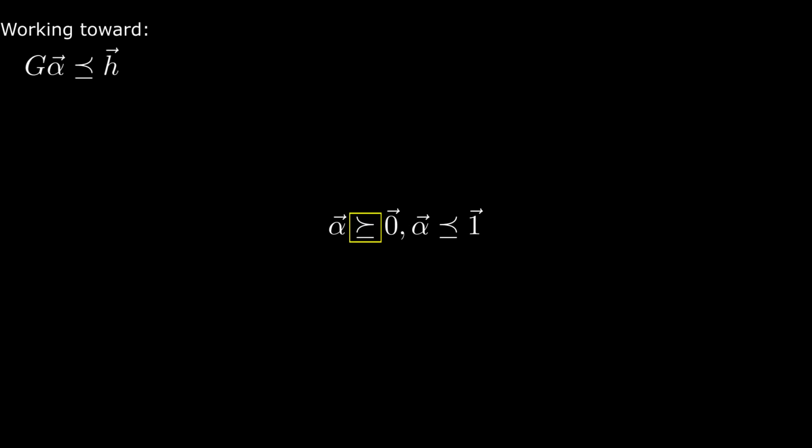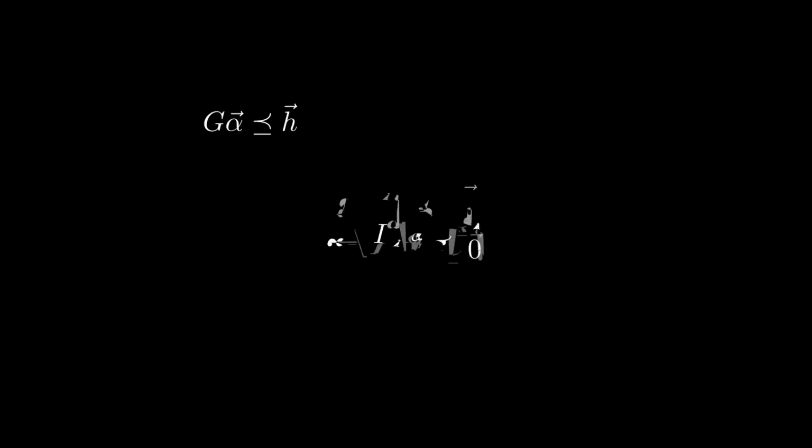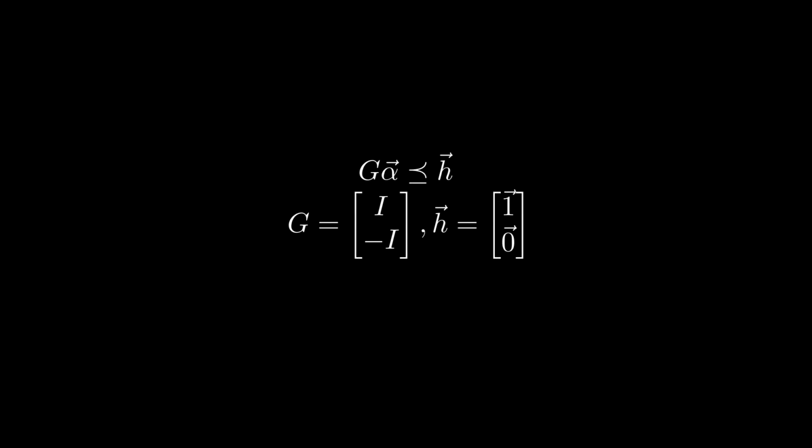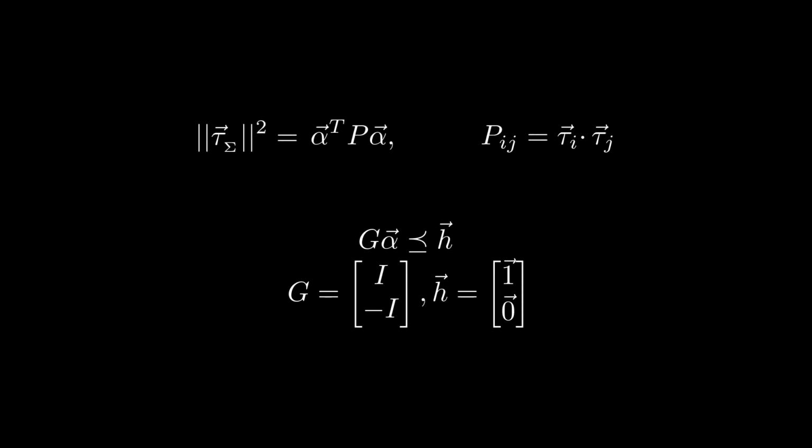But now the inequality doesn't use the less than or equal to format typically used in quadratic programming. To fix this, we multiply both sides by -1. This flips which direction the inequality faces. Now, we recognize that alpha is the same as the identity times alpha. In doing so, we found the matrix G and the vector H. We now have our problem written in the standard quadratic programming format. Let's go plug it into a quadratic program solver and see what happens.